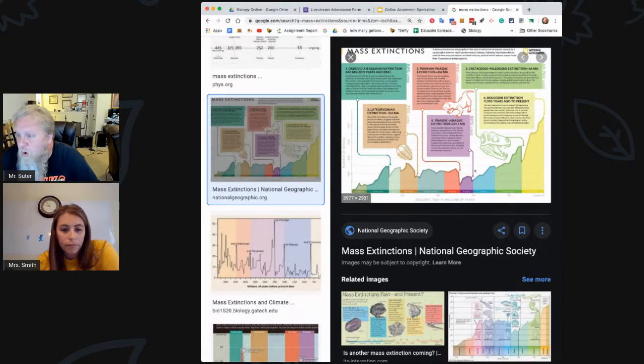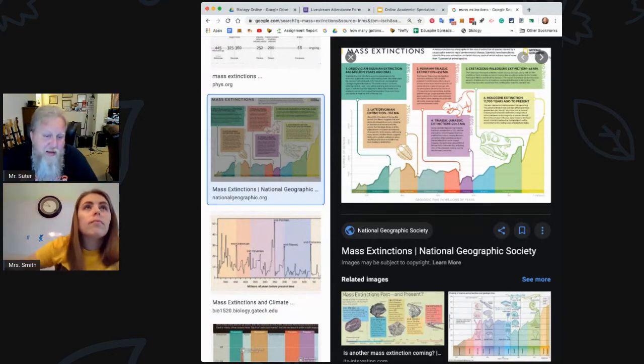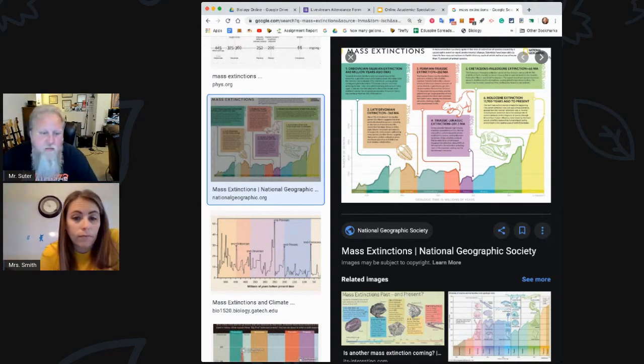If you go back 440 million years ago, they're giving you six, and they're showing you 440 million years ago, 365 million years ago, 252 million years ago, 201 million years ago, 66 million years ago, and now 11,700 years ago to present is another time of mass extinction, according to this one chart. There's so much to say here, but really this isn't the point, so maybe we shouldn't get into it.